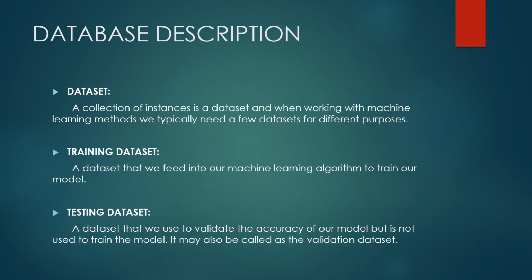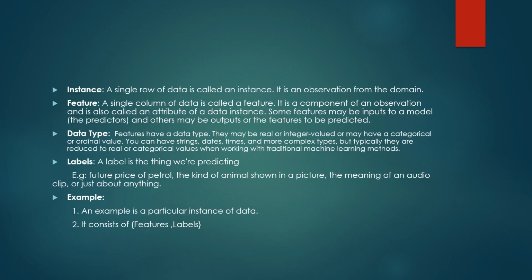Database description. A data collection of instances is a data set, and where we work with machine learning methods, we typically need a few data sets for different purposes. And what exactly does a training data set consist of? A training data set is what we feed into our machine learning algorithm to train our model, and a testing data set is a data set that we use to validate the accuracy of our model but is not used to train the model. It may also be called the validation data. What terminology do we use more, and what's the use of this Anaconda tool and fake news detection using Python and natural language processing?